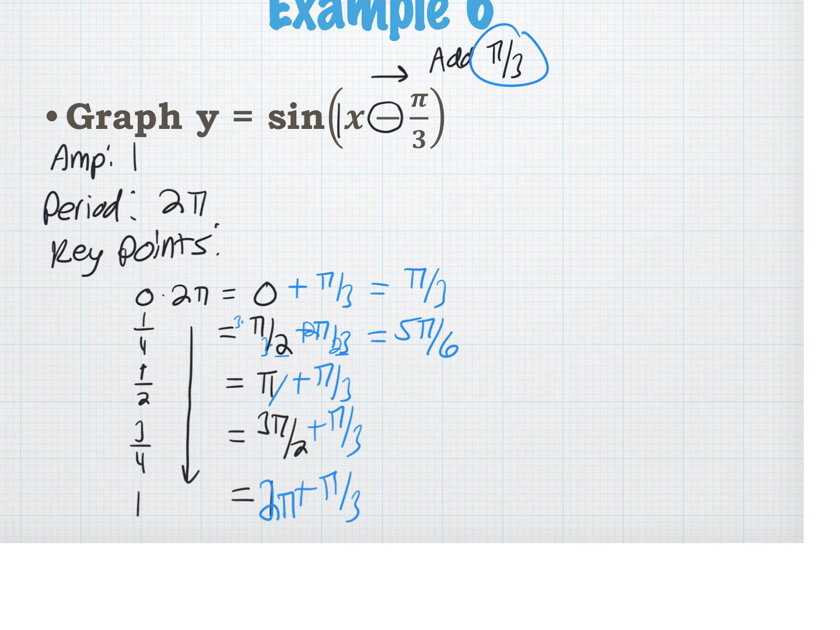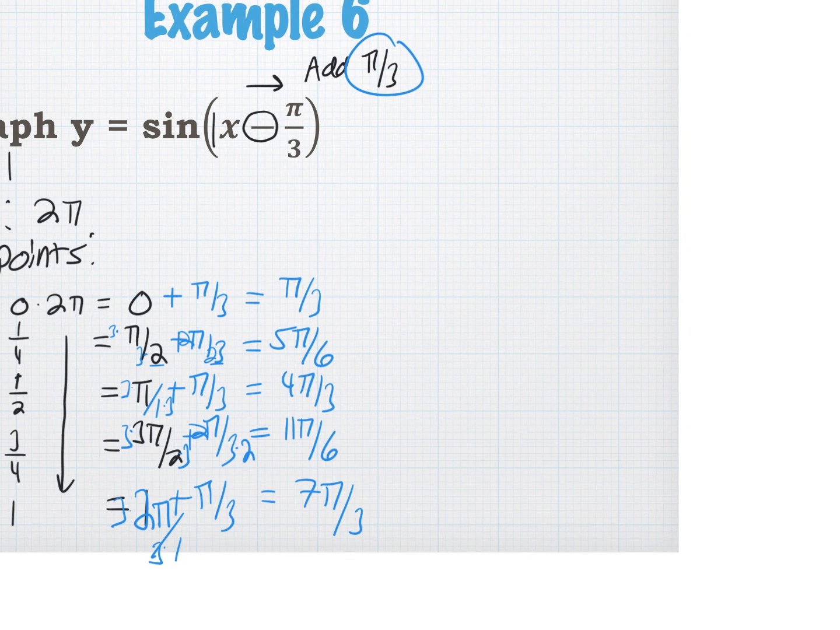Pi plus pi over 3, you're going to get a common denominator. So another one, times 3 times 3, and then we get 4 pi over 3. And then for 3 pi over 2 and pi over 3, times 2 times 2, times 3 times 3, and then you get 9 pi plus 2 pi, which is 11 pi over 6. And then 2 pi plus pi over 3, that's going to be over 1, and then times 3 is going to get us 6 pi plus pi, and so we're going to get 7 pi over 3, all right?